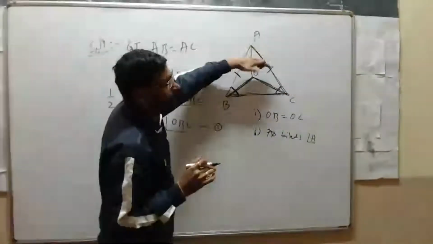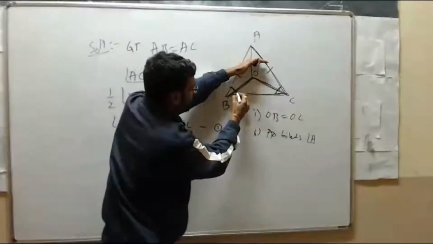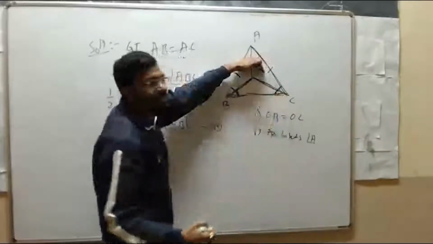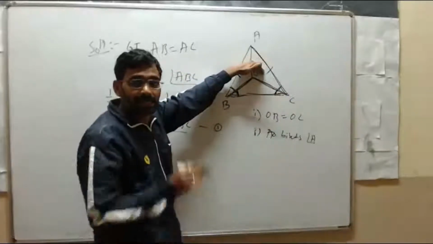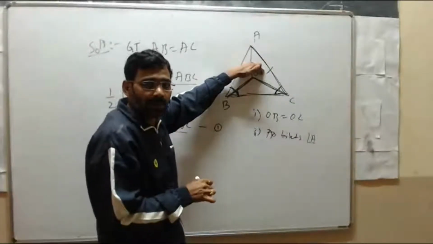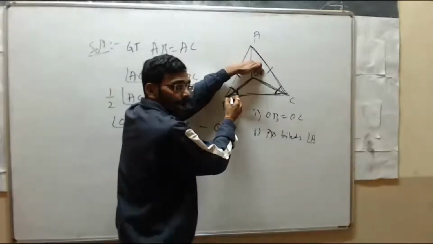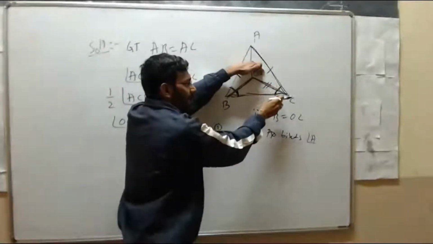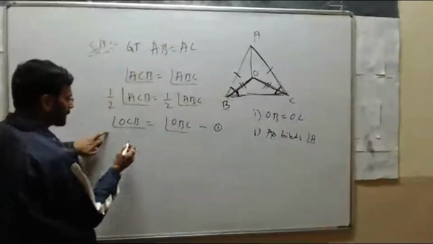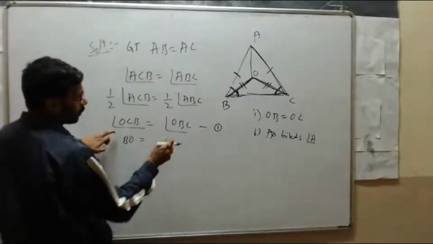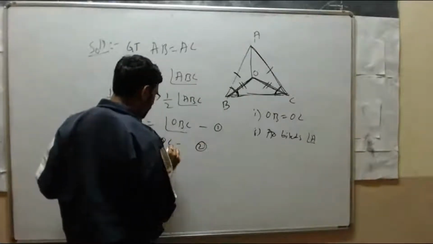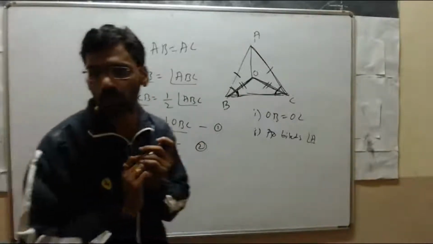Neglect this, hide this. Just look at this part only. If angle B equals angle C, here it says angle B equals what? Angle C. If two angles are equal, their opposite sides are equal. Angle B's opposite side is AC, and angle C's opposite side is BO. C opposite side is BO, equal to what? B opposite is OC. Therefore, BO equals OC. Call this equation number 2.